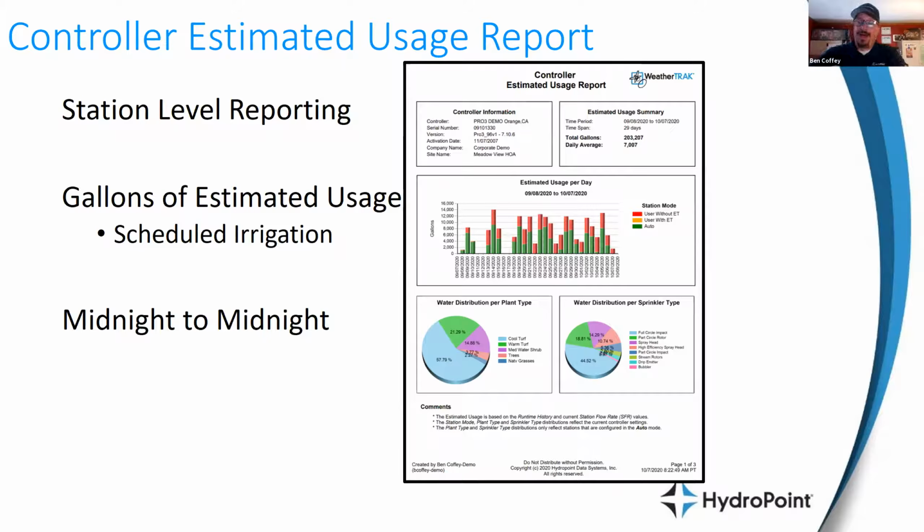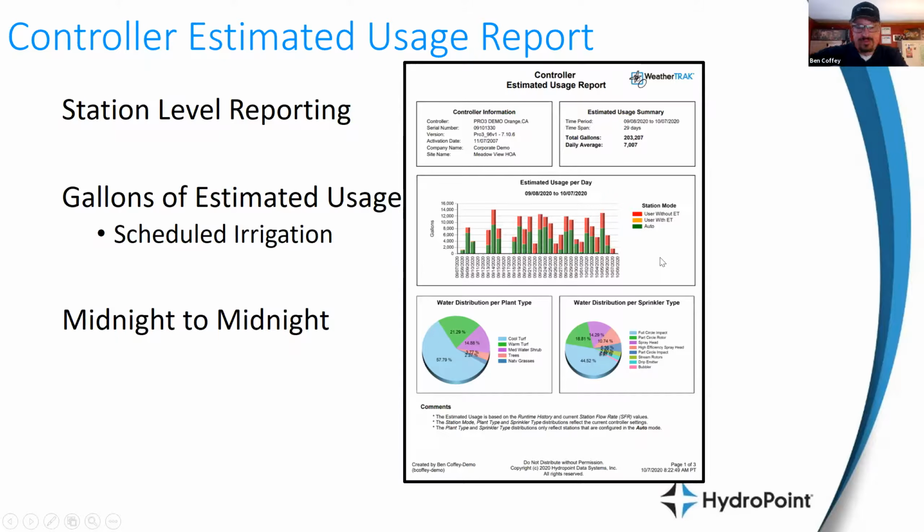We can multiply runtimes by flow rates and have an estimated usage for every station individually. And what we can do with that is just awesome. I love this report because right here at my fingertips, we have a lot of the information that we talked about, right? How many of my stations are running in user mode versus auto mode? How well am I using the weather-based irrigation schedule on this controller?